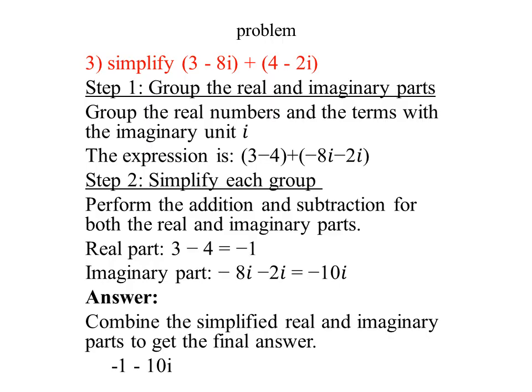After this, we simplify each group and perform addition and subtraction operations for both real and imaginary parts. Then the problem becomes 3 plus 4 is equal to 7, and minus 8i and minus 2i is equal to minus 10i. So we combine the simplified real and imaginary parts to get the final answer, that is 7 minus 10i.